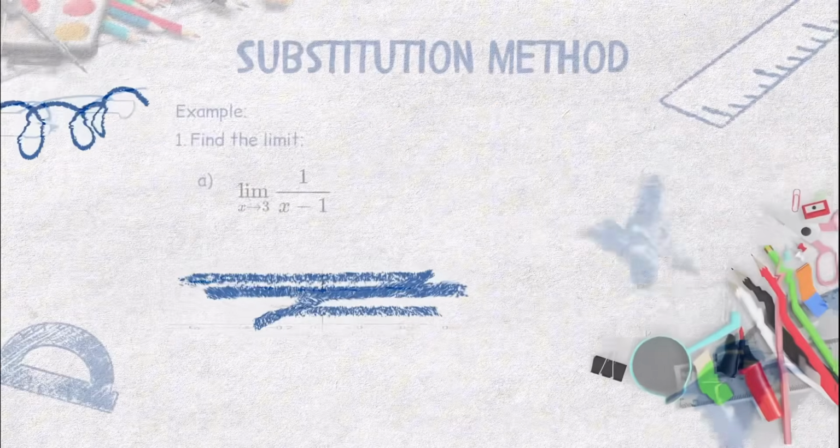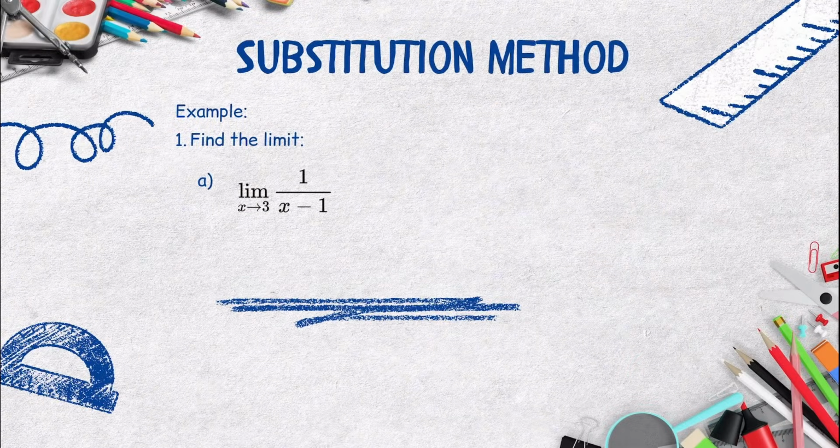We use the substitution method by directly replacing x with the number it is approaching. If we get a normal value, that is the limit. But if we get 0 over 0, substitution does not work, and we need another method.